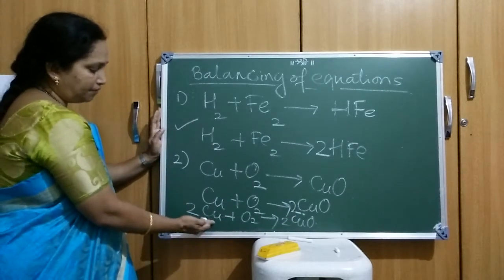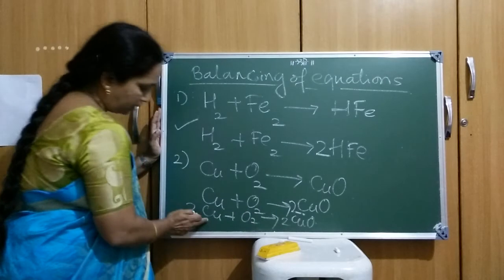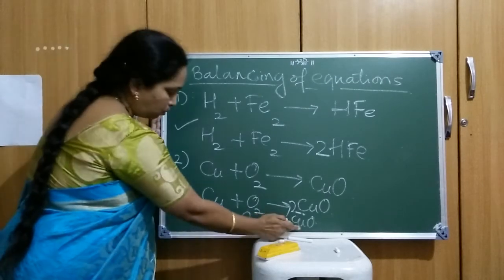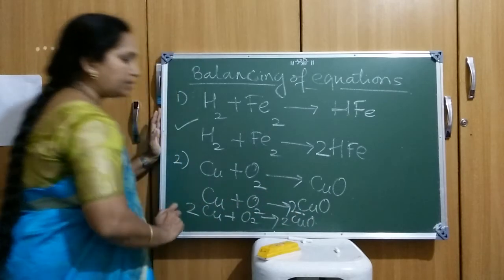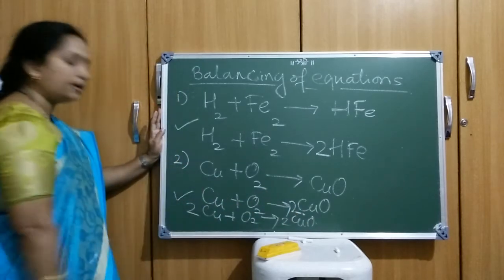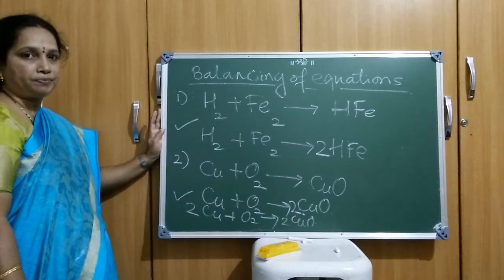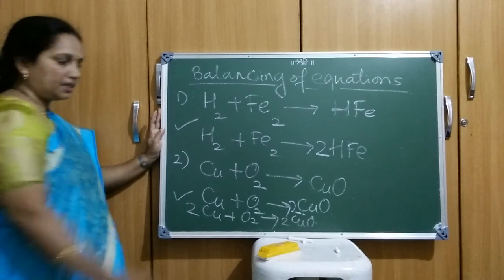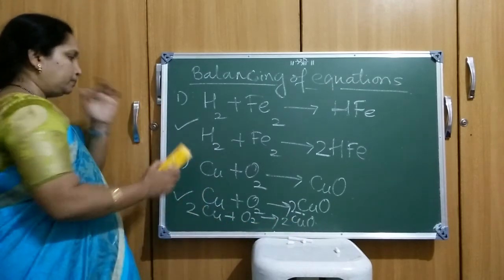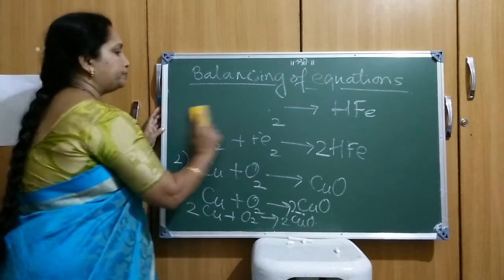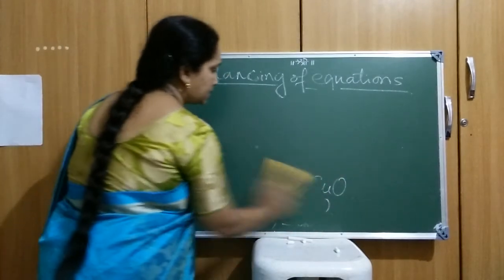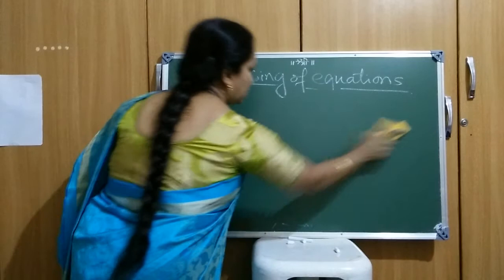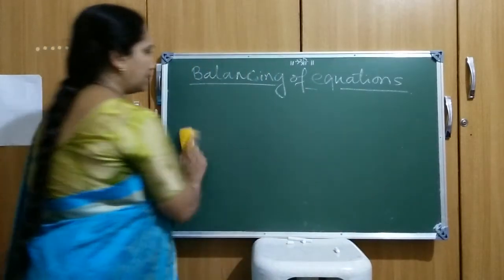On the left hand side and the right hand side, you see 2 copper, 2 copper, 2 oxygen, 2 oxygen, because it has to multiply. So this is the required balanced equation. I hope it is clear, children. These are the simple ones. As you practice these things, you will be able to see these very clearly.